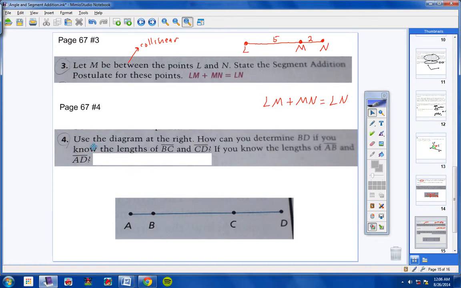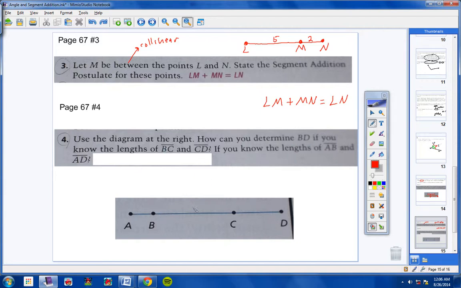Okay? And number 4 is really tough, so please pay attention. Okay, here we go. Please copy in your notes, page 67, number 4. Page 67, number 4. Okay, using this diagram here, how can you determine BD? In other words, how can you find the length of BD if you know the lengths of BC and CD? So let's just use numbers to make this really easy, okay? How can you find the length of BD if you know the lengths of BC and CD?